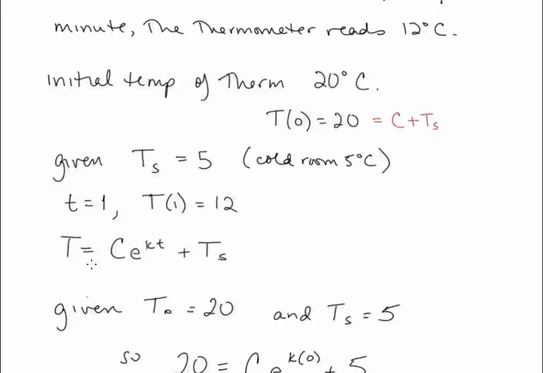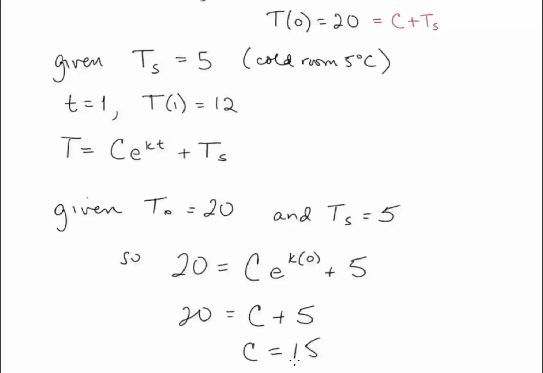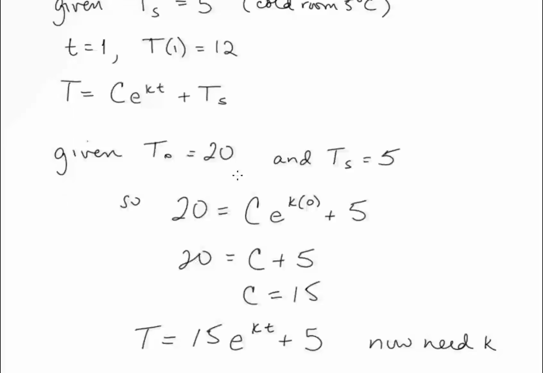We know that we have T equals c e to the kt plus Ts. We know that our initial temperature is equal to 20 and the surrounding temperature is equal to 5. So the 5 goes here for Ts. When little t is equal to 0, for time 0, we know that our temperature is 20 degrees. So that tells us that 20 is equal to c plus 5, and c is equal to 15 here. So let's take that c and plug it back into our temperature function, along with Ts being 5. So now we're here, and all we need is k in order to find the temperature function.